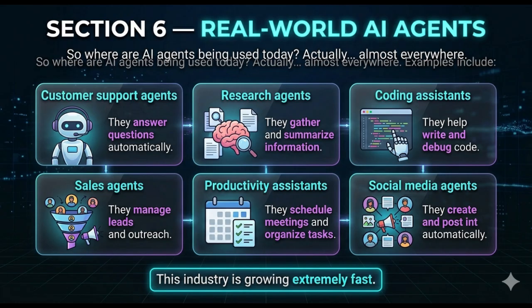So where are AI agents being used today? Actually, almost everywhere. Examples include customer support agents, which answer questions automatically. Research agents, which gather and summarize information. Coding assistants, which help write and debug code. Sales agents, which manage leads and outreach. Also, productivity assistants, which schedule meetings or organize tasks. Social media agents, which create and post automatically. This industry is growing extremely fast.